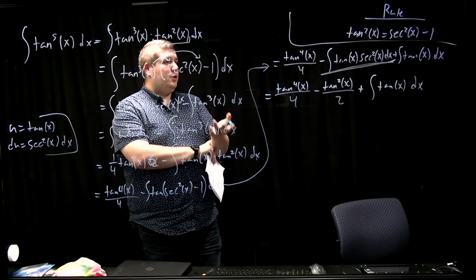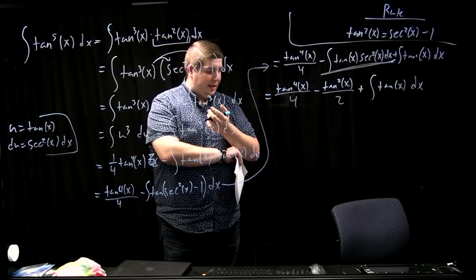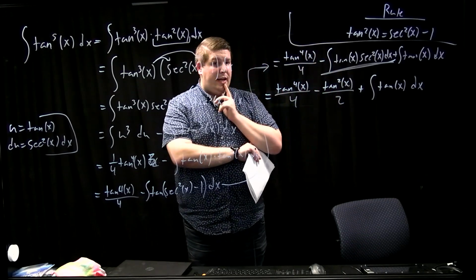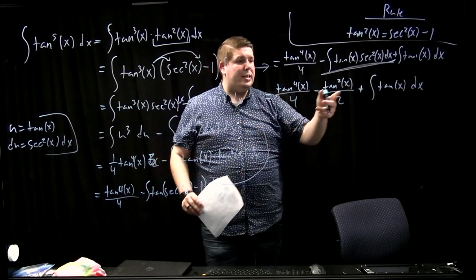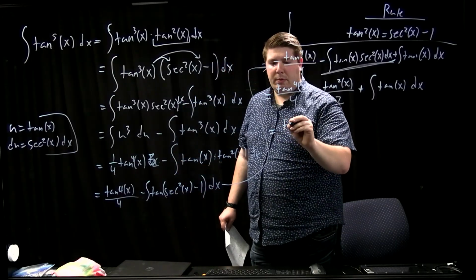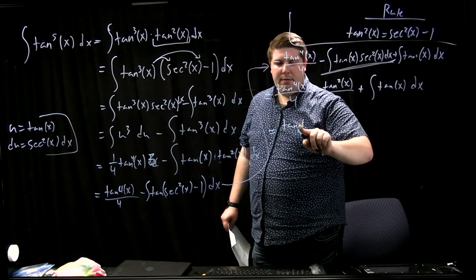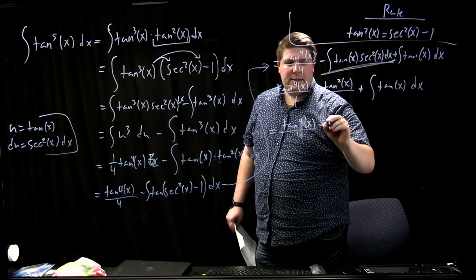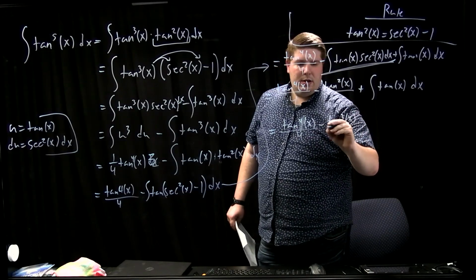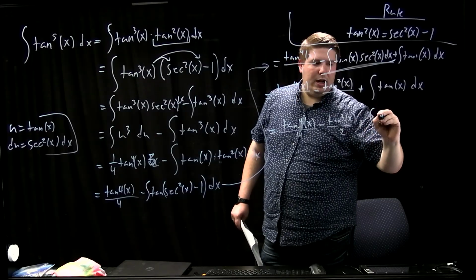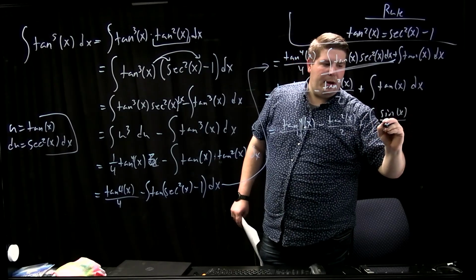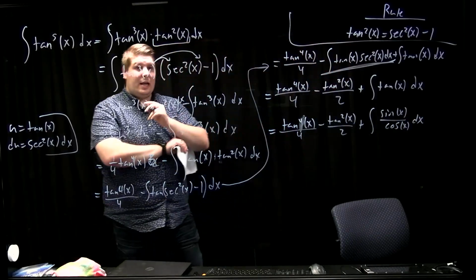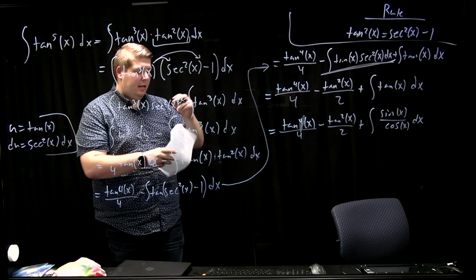Okay, so now this is the hard part. How do I integrate tangent? Well, tangent is sine over cosine. So let me rewrite this. I have tangent to the fourth of x over 4 minus tangent squared of x over 2 plus the integration of sine of x divided by cosine of x dx. So that's another trig identity that we have. Tangent is equal to sine over cosine.